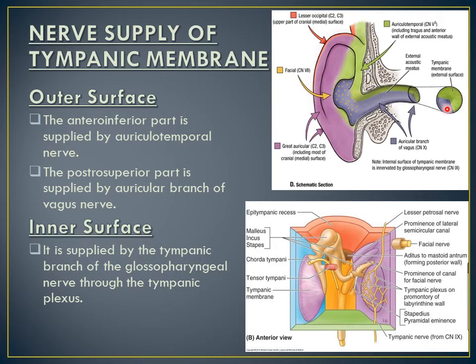part, which is close to the floor and posterior wall of the external acoustic meatus, is supplied by the auricular branch of the vagus nerve, while the inner surface of the tympanic membrane, which faces towards the middle ear cavity, is supplied by the tympanic branch of the glossopharyngeal nerve through the tympanic plexus.